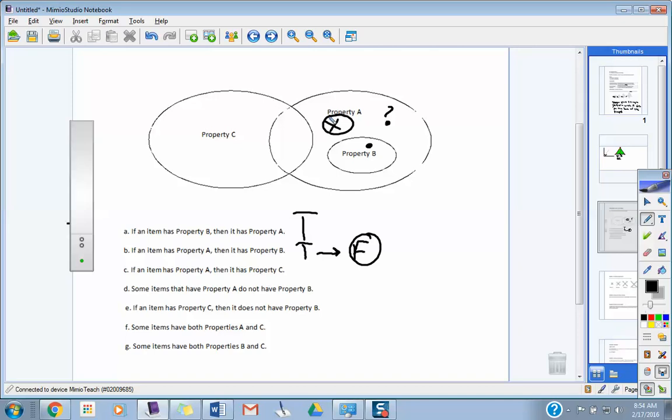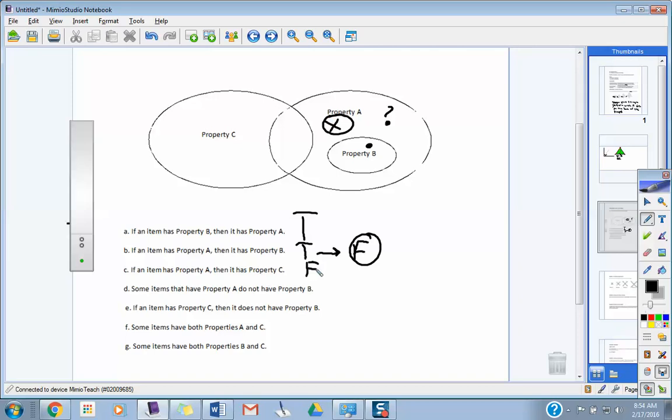All right. Part C. Let's see. Jacob, this will be your group. If an item has property A, then it has property C. And again, like we said, we've got to assume if stuff's going to be true, it's got to be true all the time. And if something's not true, we need to find a counterexample that would contradict that statement. Okay, Jacob, true or false on C? False. You guys went false, okay?